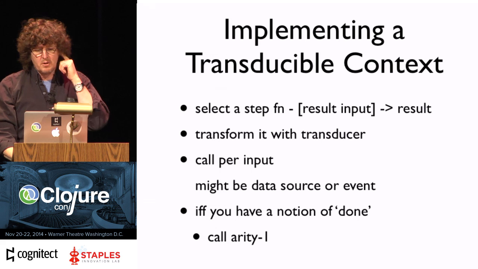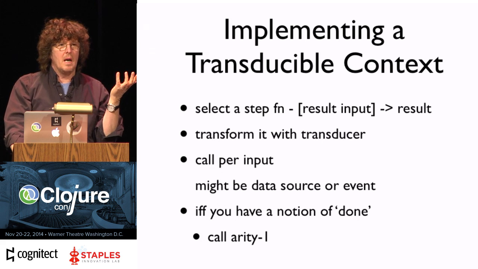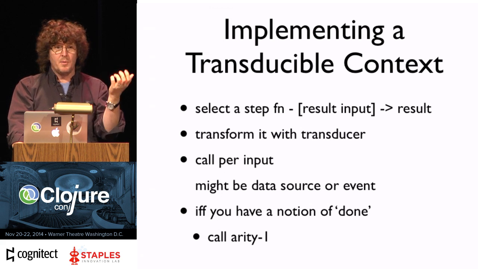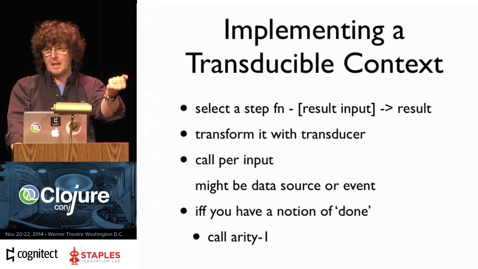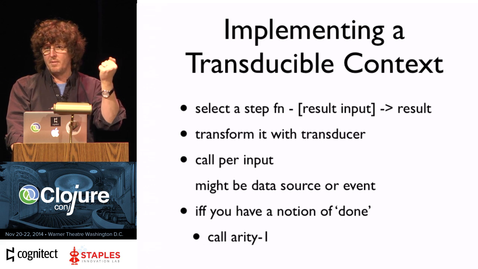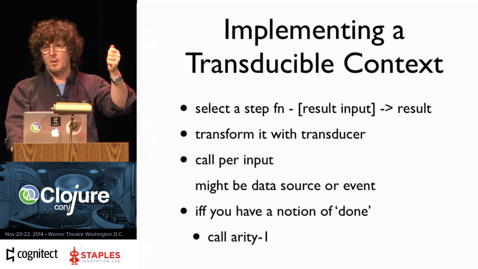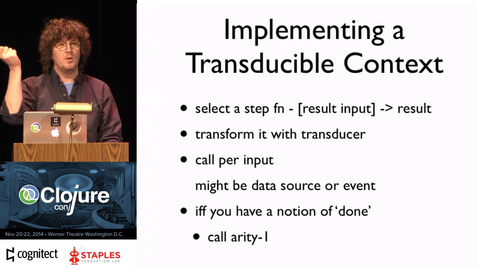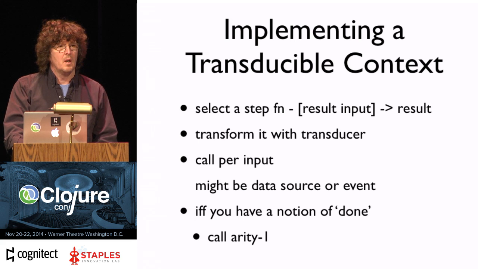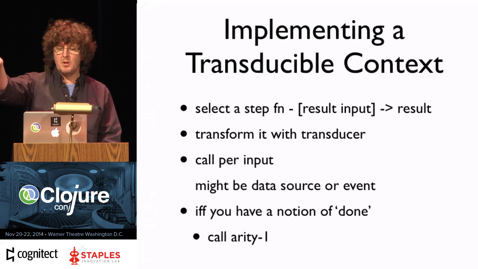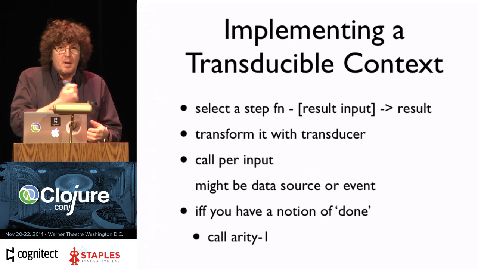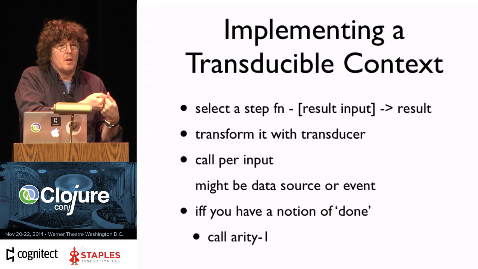So what do you need to do if you're implementing a transducible context? You have to figure out some way to talk about what you're doing as if there was a step function. Now, a lot of times there will be a step function, and it'll be plain what it is. And other times you may have to just think a little bit and say, is there a way for me to think about what I'm doing as if it was a function of some result so far and a new input producing a result next? As long as you can do that, you can transduce it. So select a step function with that shape. Then you're going to have some ability to say, give me a transducer. It's your job as a transducible context to apply the transducer to your step function.